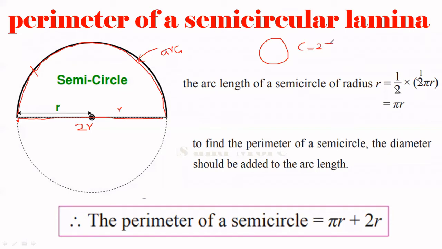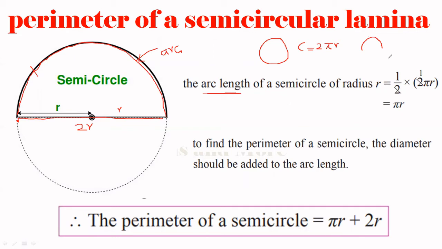But here we consider the semicircular arc only, half of this circle. Semicircular arc means this line. We want to find this part, that is half of this. So how to get that? The arc length of a semicircle of radius r. Here we find the arc length. Arc length is half into this formula.